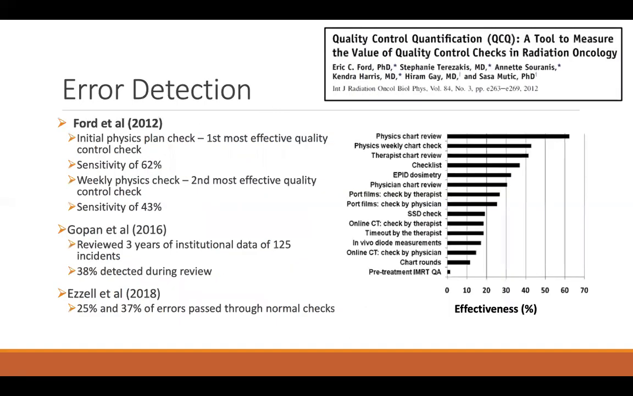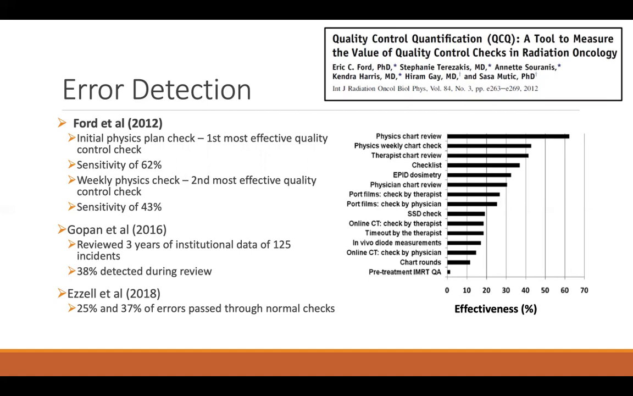Error detection. Quality control quantification, a tool to measure the value of quality control checks in radiation oncology. A paper published in 2012 shows lots of parameters. Here, Ford et al. show the initial physics plan check, where the sensitivity was 62%, then the weekly physics check, where the sensitivity was 43%.